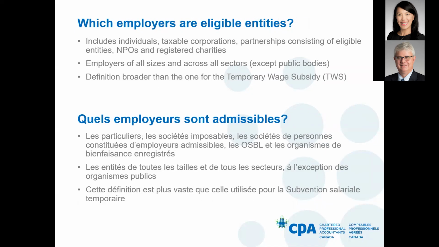The first thing employers need to determine is whether they're an eligible entity. Eligible entities are defined in the legislation, and it includes individuals, taxable corporations, partnerships consisting of eligible entities, MPOs, and registered charities. The legislation also includes in its definition prescribed entities, so we wonder if perhaps this gives some flexibility to include any other organizations that may have inadvertently been missed from this list. Finally, there is no size test, unlike the temporary wage subsidy, as you might recall, that was geared for smaller CCPCs, and this would span across employers across all sectors.